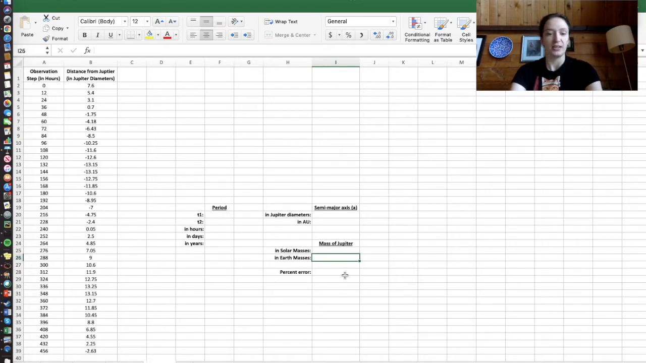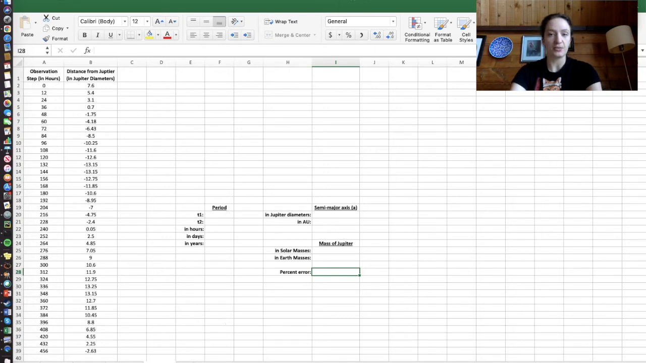not. It's significantly smaller. And then you're going to calculate that for Earth masses, basically comparing how large it is compared to Earth. It's going to be very large compared to Earth, just so you know. And then we're going to be going over how to calculate the percent error. So I will go over all that with you.